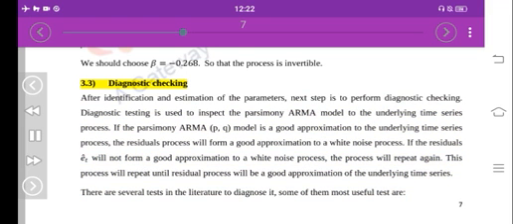3.3 Diagnostic checking. After identification and estimation of the parameters, the next step is to perform diagnostic checking. Diagnostic testing is used to inspect the fit of the parsimonious ARMA model to the underlying time series process.